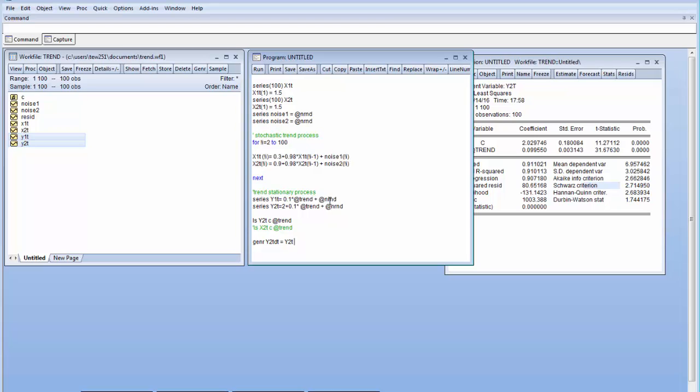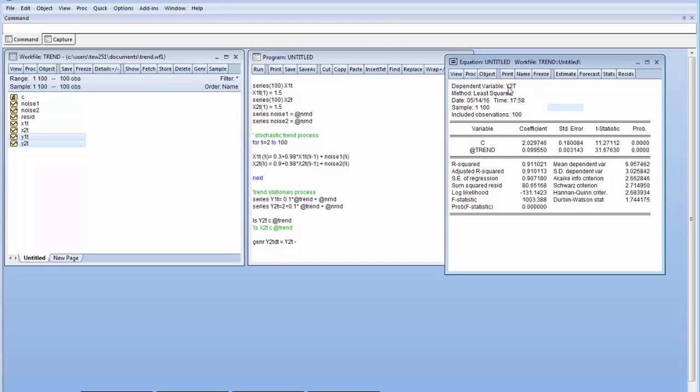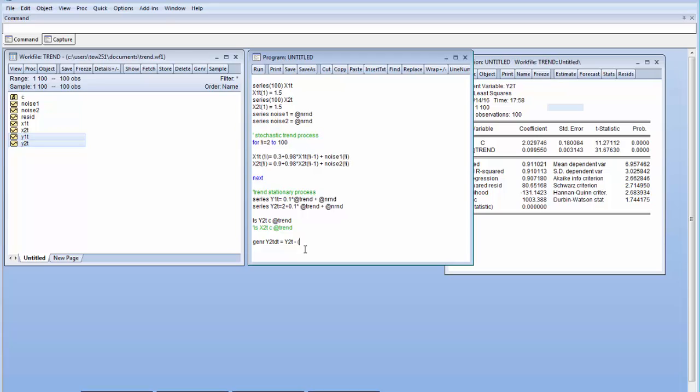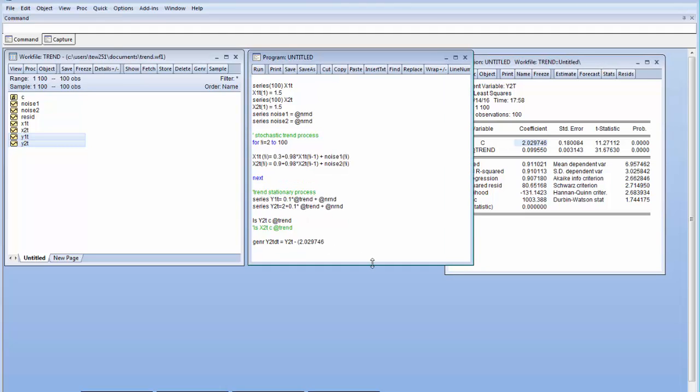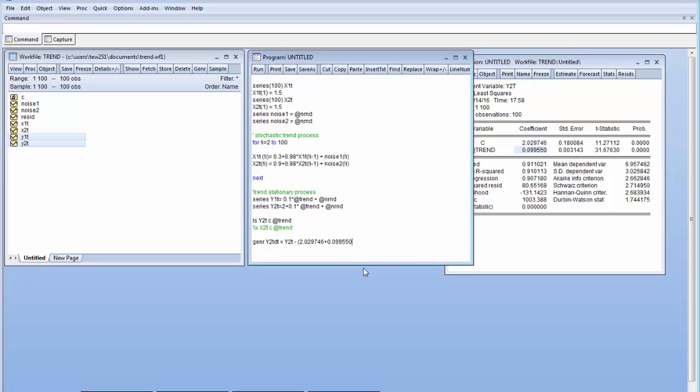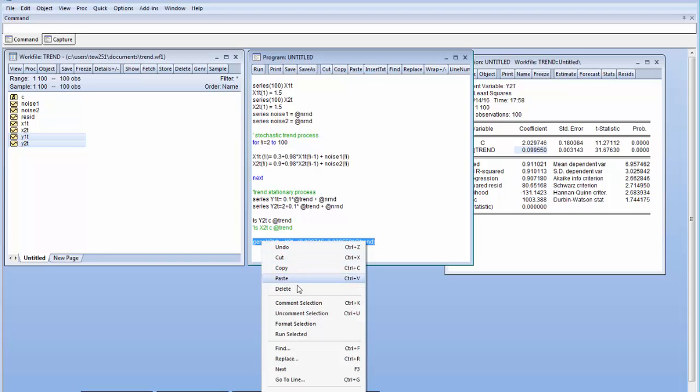Y2t minus the fitted values. So basically we need the y2t hat here, and the way you write the y2t hat is just this equation here. This would be the constant, so that's 2.4, plus this times trend. And let's run this. What do we get now?